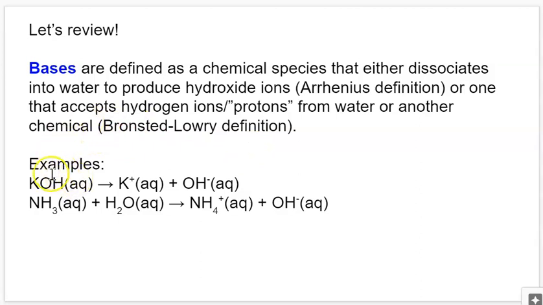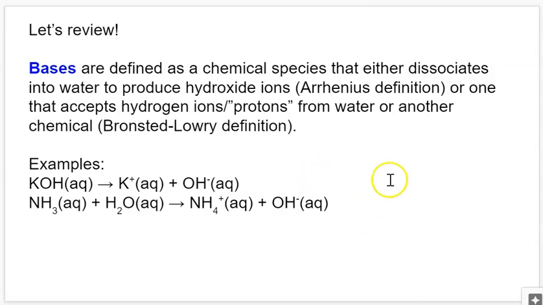So in the Arrhenius definition, we have KOH splitting up to make potassium ions in solution and hydroxide ions. And then for a Bronsted-Lowry type base equation, here we have ammonia that is going to be interacting with water. And instead of giving a hydrogen to water like it did in the acid case, it's going to take a hydrogen from water and become ammonium, NH4+, and then that produces hydroxide in solution.